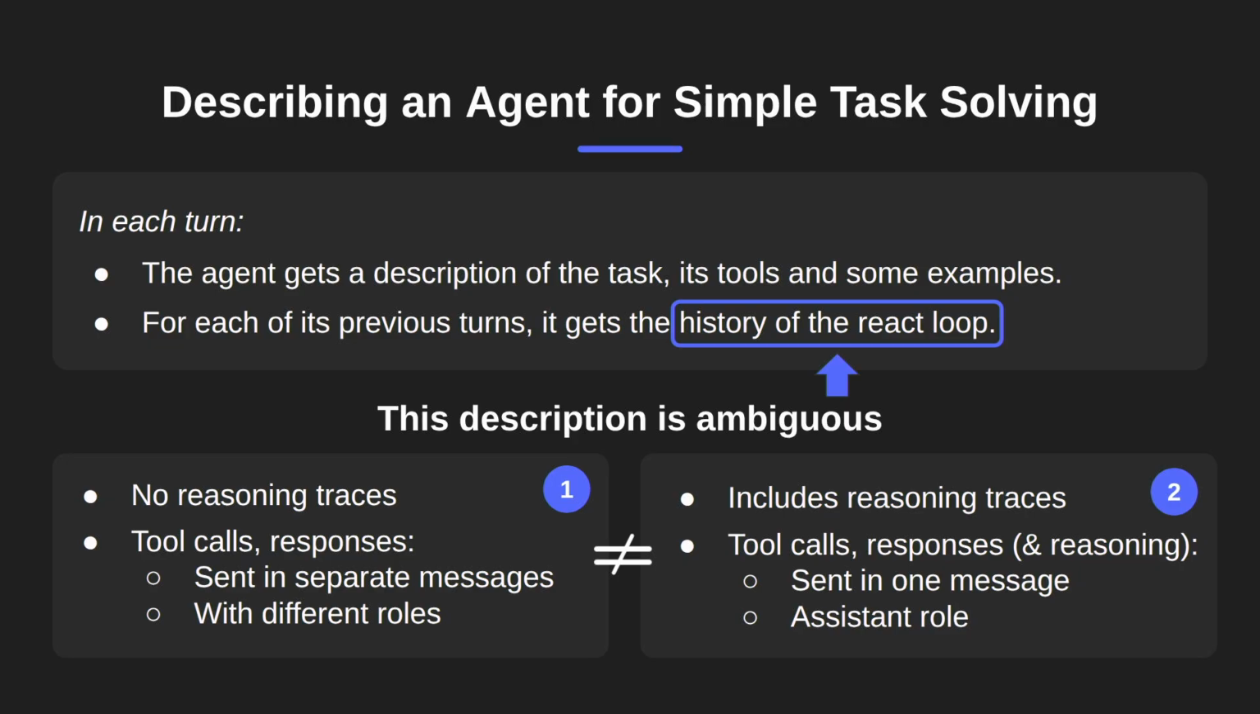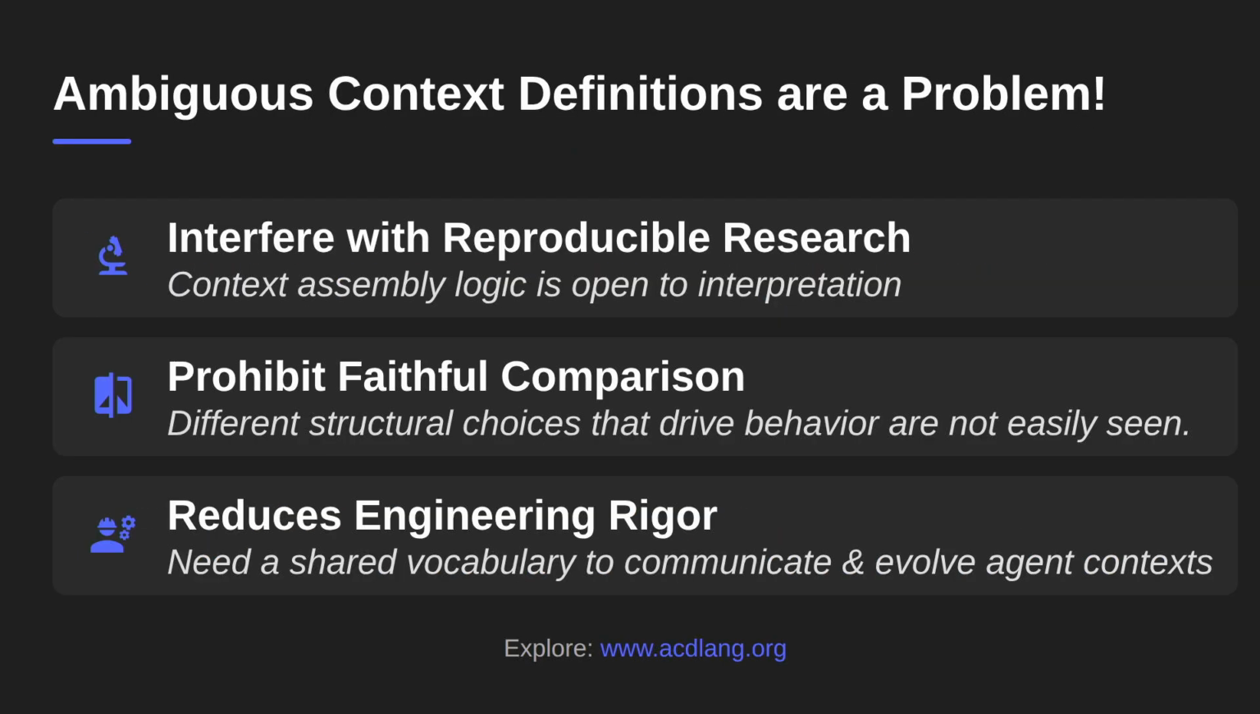This ambiguity is present in all situations where we describe the context of agents today, and it's a problem. It interferes with reproducible research because context assembly logic is open to interpretation. It prohibits faithful comparison because different structural choices that drive behavior are not easily seen. And it reduces engineering rigor because we need to have a shared vocabulary to communicate and evolve agent context, and today we just don't have one.